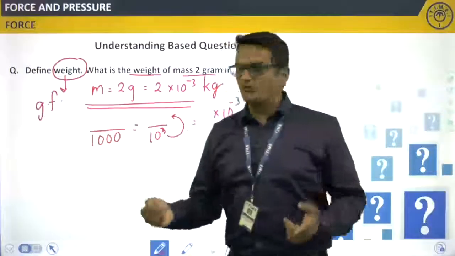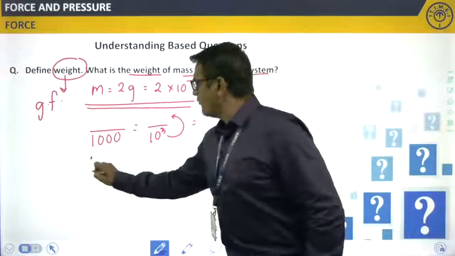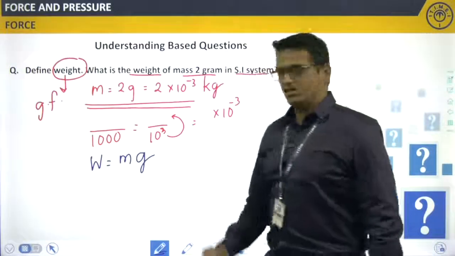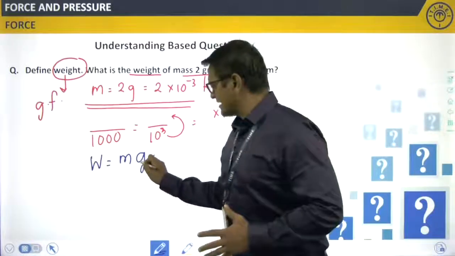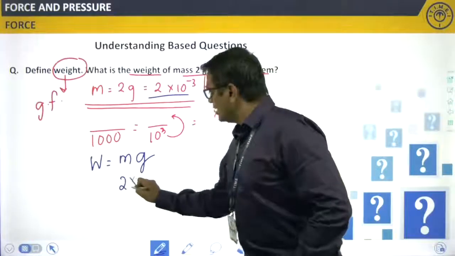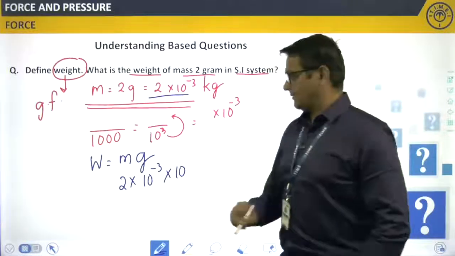Weight is the gravitational force acting. So weight, let me do weight with some other color. Weight is equal to mass into acceleration due to gravity. For calculation purpose, let's take acceleration due to gravity as 10. So I'll have 2 into 10 to the power minus 3 multiplied by 10.